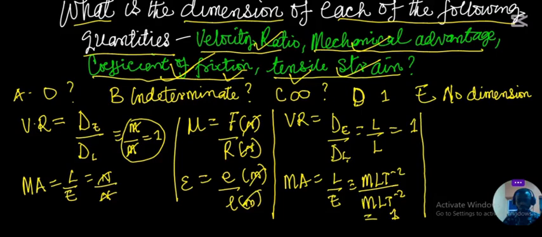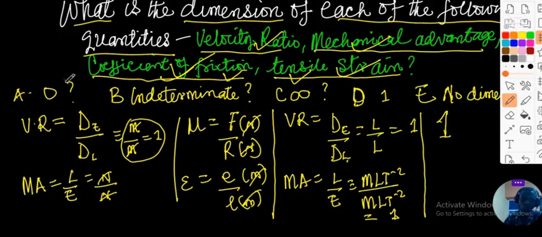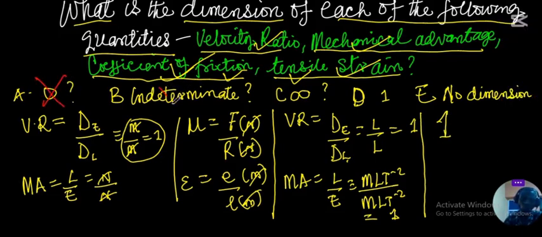So in summary, for any quantity that has no unit or is a ratio, the dimension is always 1. It's always 1 and not 0. So this is wrong. This is wrong. This is also wrong. This is also wrong. This is wrong. And this is the correct answer. Yes, that is the correct answer. So the dimension of any quantity that has no unit, as a ratio, is equal to 1.